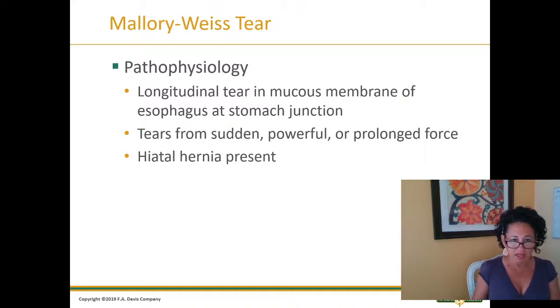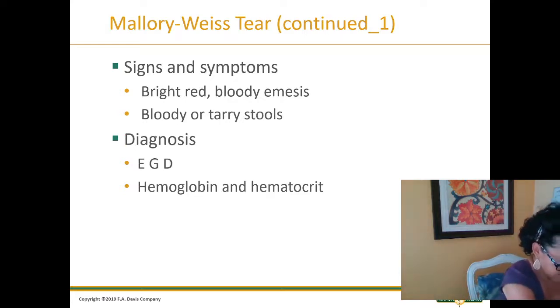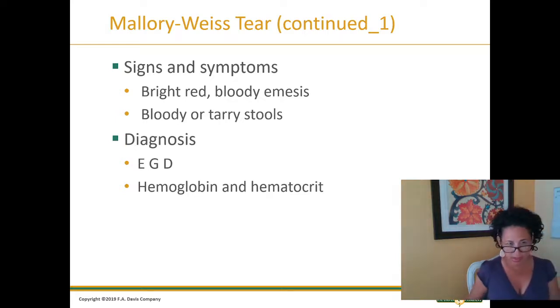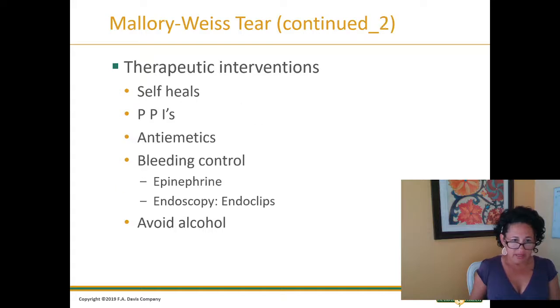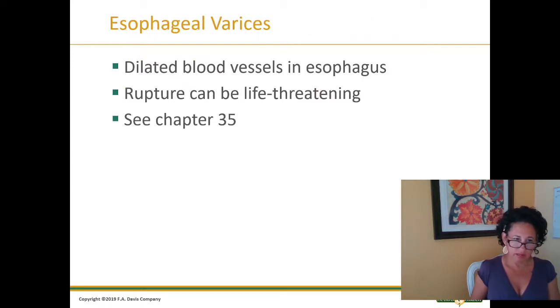Mallory-Weiss tear. Okay, these are here. It tells you all about that, and I believe you can see that on page 646. I'm sorry, I'm running out of time. Okay, yep. And signs and symptoms: bright red, bloody emesis, bloody or tarry stools. That's what we look at. Okay. All the same things: avoiding alcohol, smoking.